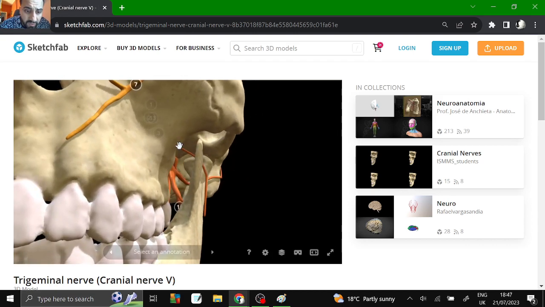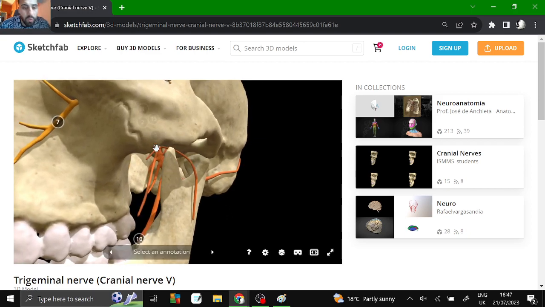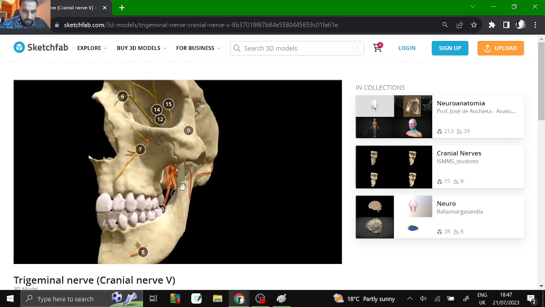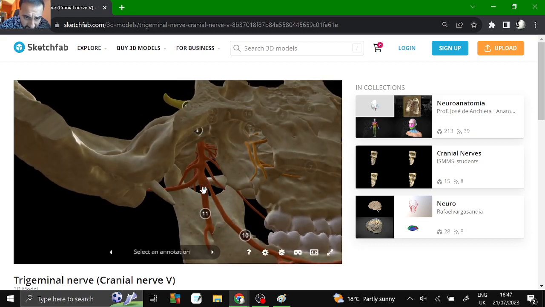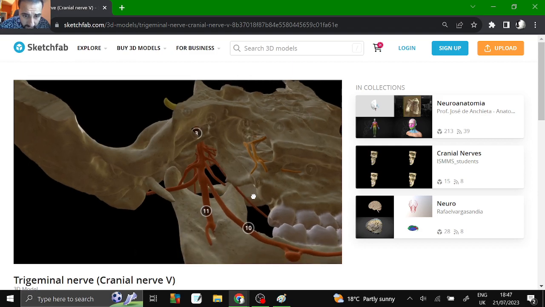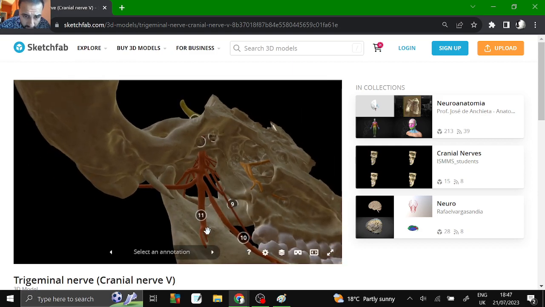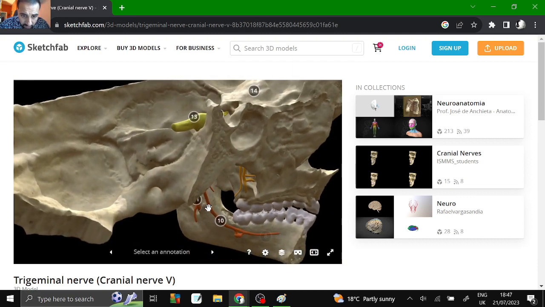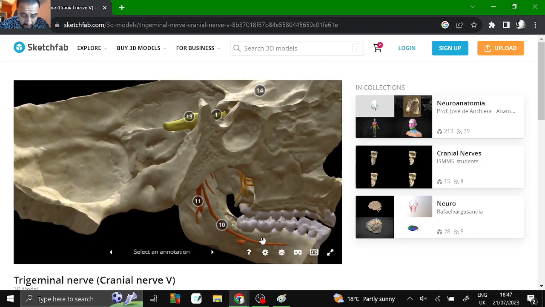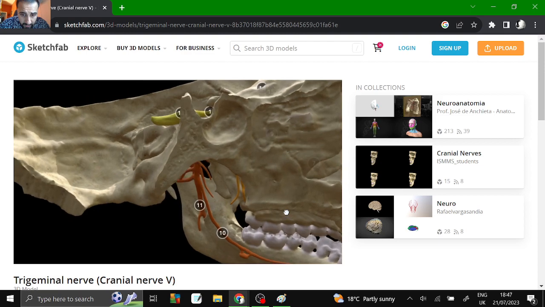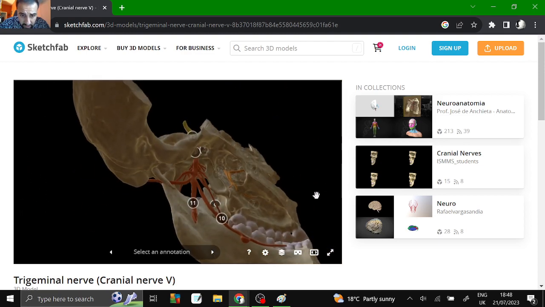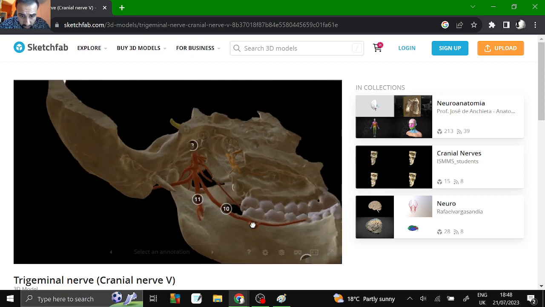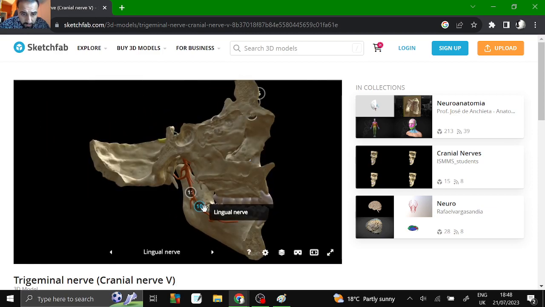The posterior branches of the mandibular nerve, as we can see here, if I turn it like this, this nerve is called inferior alveolar nerve, and it goes through a foramen here. It's called the mandibular foramen, and it will run inside the mandible. As you can see, it will run inside the mandible. And there is another branch that will go to the tongue. It's called the lingual nerve.